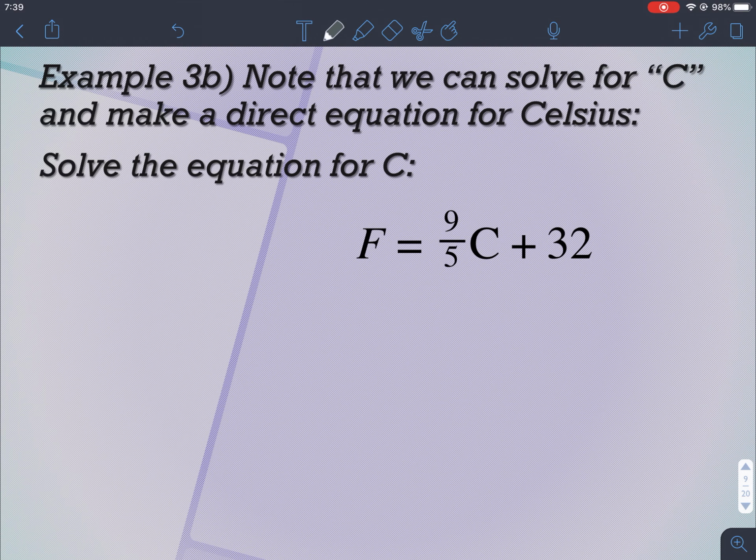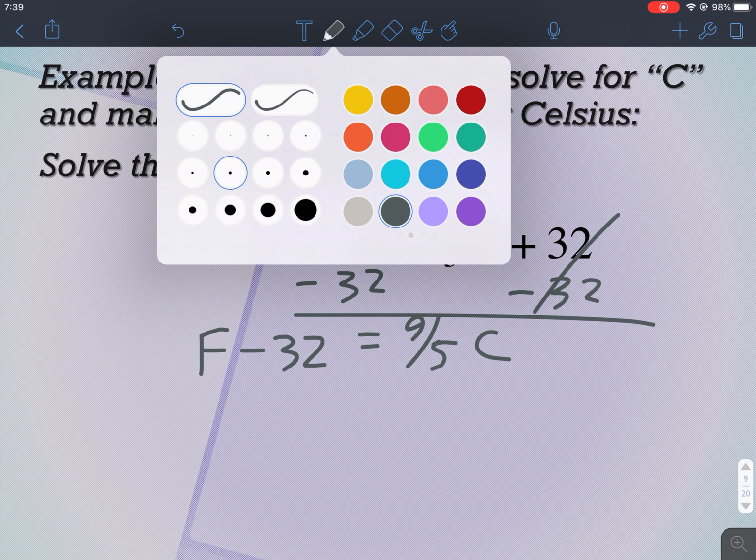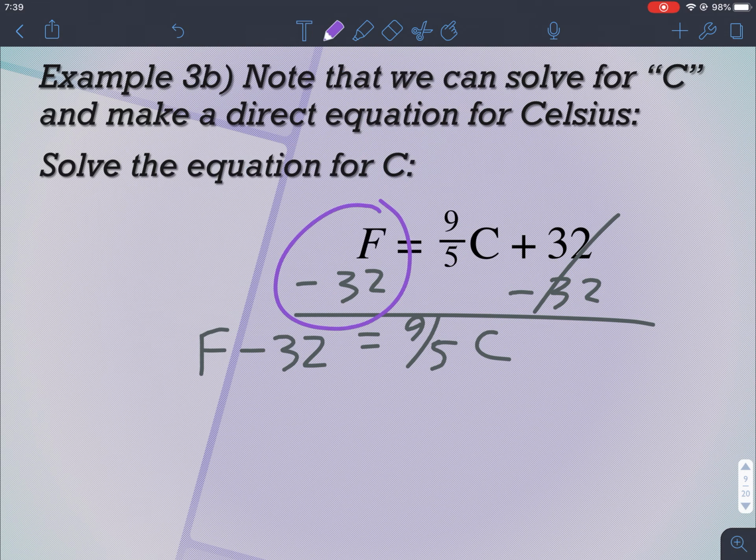Note that we can solve for C and make a direct equation for Celsius. So see if you can solve the equation for C. Once again, pause the video and try and get C by itself. All right, here we go. The first thing I'm going to do is subtract 32 from both sides. Notice that the F and the minus 32 have to stay separate because one is a number and one is a variable.